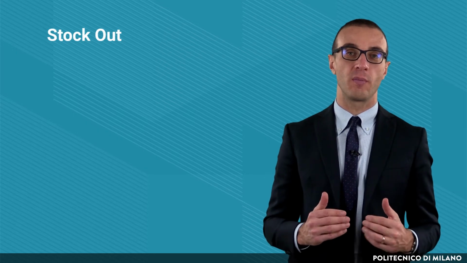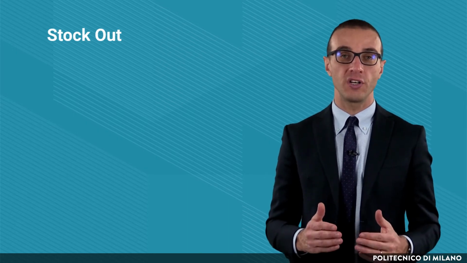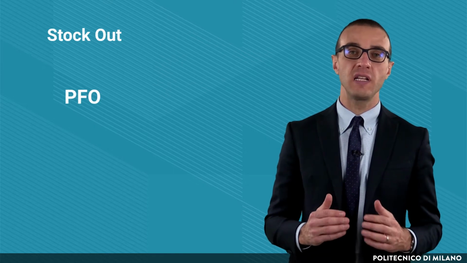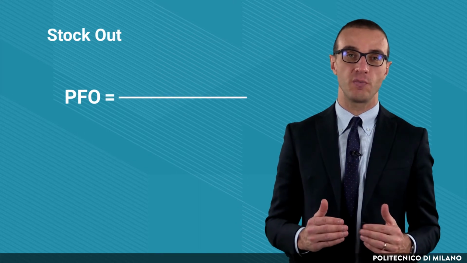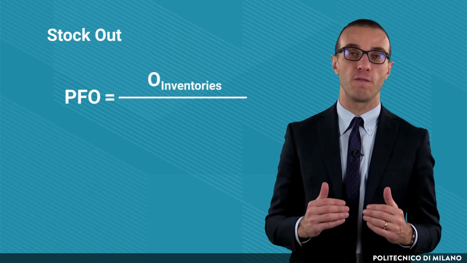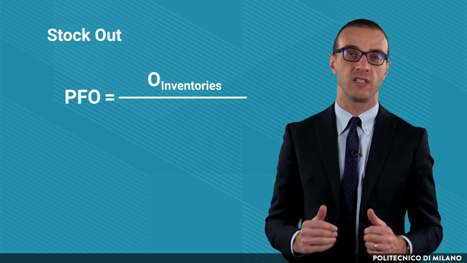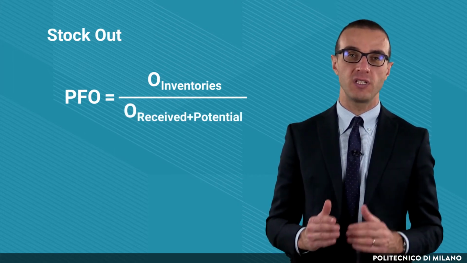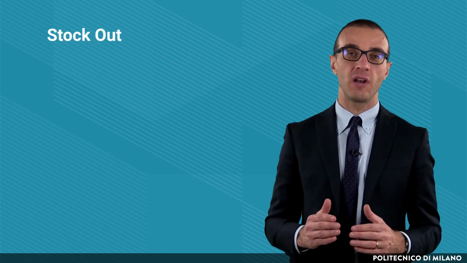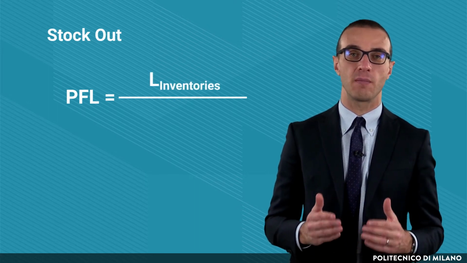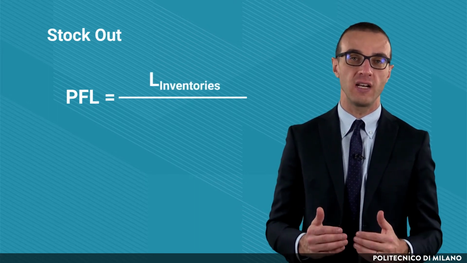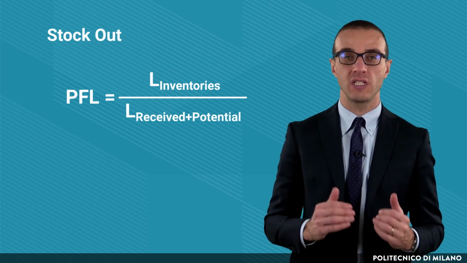We may refer to the probability to avoid the stockout both to orders and to order lines. The probability to fulfill an order, or the probability to avoid a stockout, is calculated as the ratio between the number of orders that can be fulfilled straight from the inventories on hand, and the total number of orders received and potential. Similarly, the probability to fulfill an order line is given by the ratio between the number of lines that can be fulfilled straight from the inventory on hand and the total number of lines received and potential. Let's see an example in order to better understand this concept.